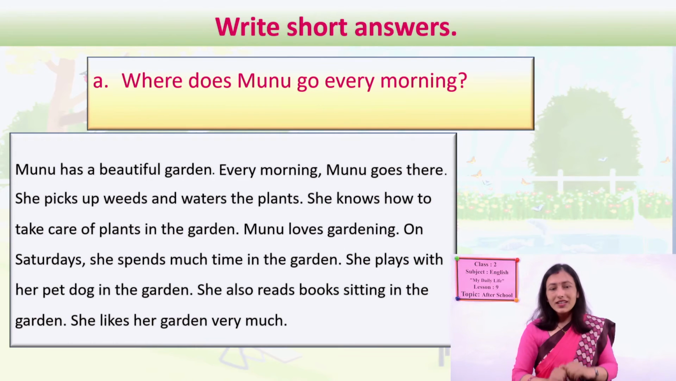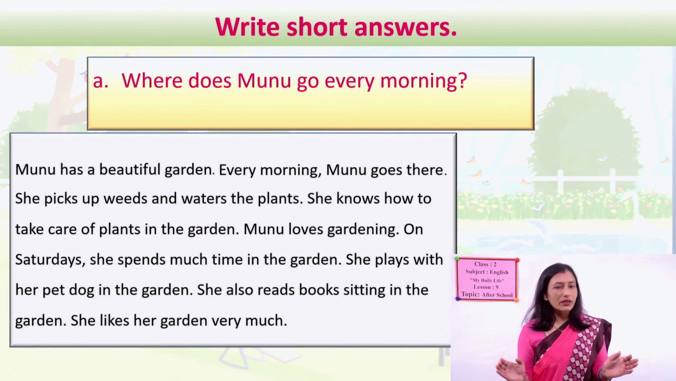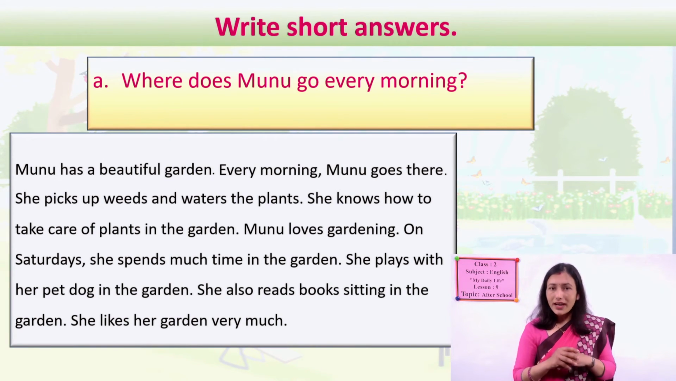First read the question. What is written over here? Where does Munu go every morning? Read the lines first. Did you find the answer? Good. Now show me the line where the answer lies. Very good. Let's see. Where you are pointing. Are you pointing here?